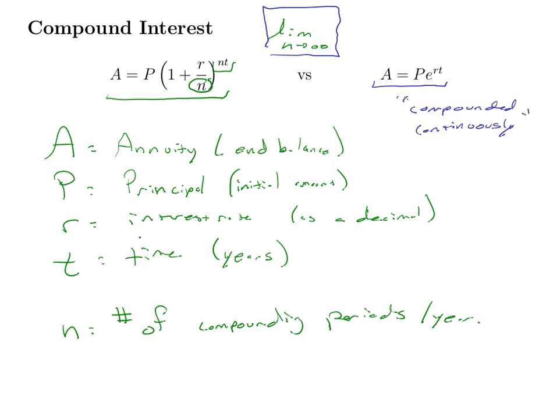We'll still use R for our interest rate, T for our time, P is our principal, A is our ending balance, the annuity there, and that should be fine. But now we've got this little constant e. In this class, you're mostly going to be focusing on this compounded continuously formula. But that's the buzzword you're looking for.